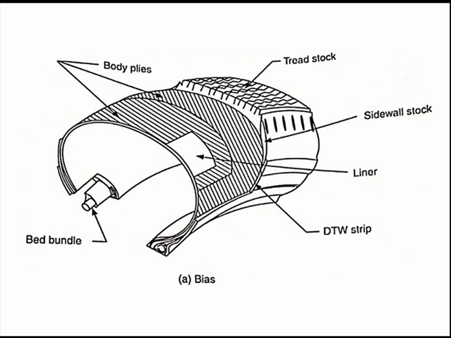In the case of bias ply, also known as cross ply, you can see here in the figure, this is a bead bundle, and these are the plies. This ply is cross in shape. One over another you can see the plies, one ply having a diagonal like this, and another one is like a cross over the cross. So these are the tread of the tire, and you can see this side wall, and these are the liner inside the plies. You can see the liner, and there will be a DTW strip.